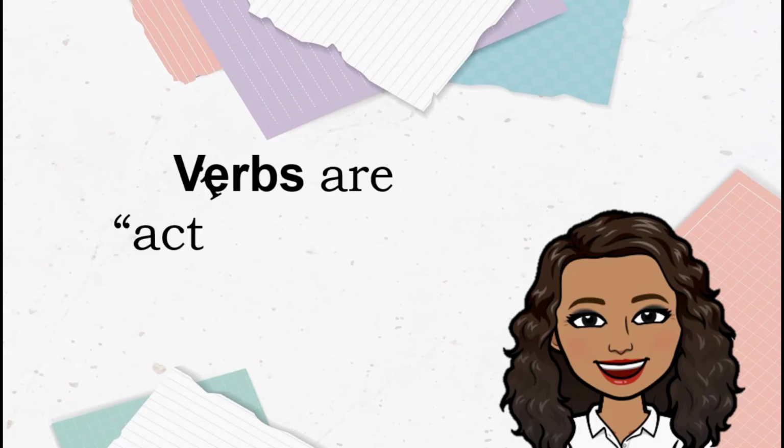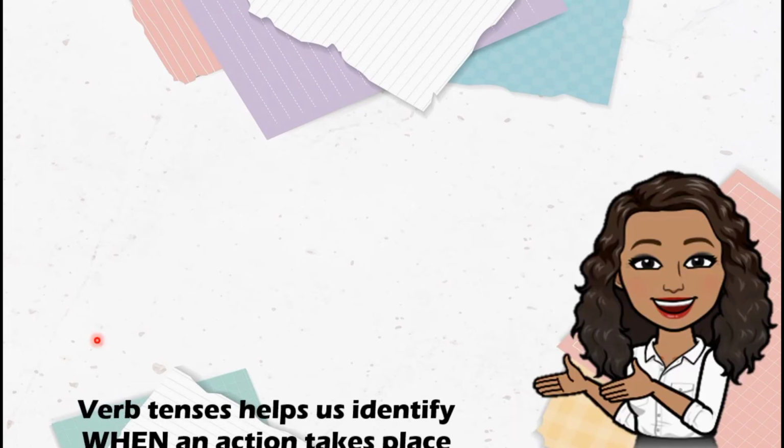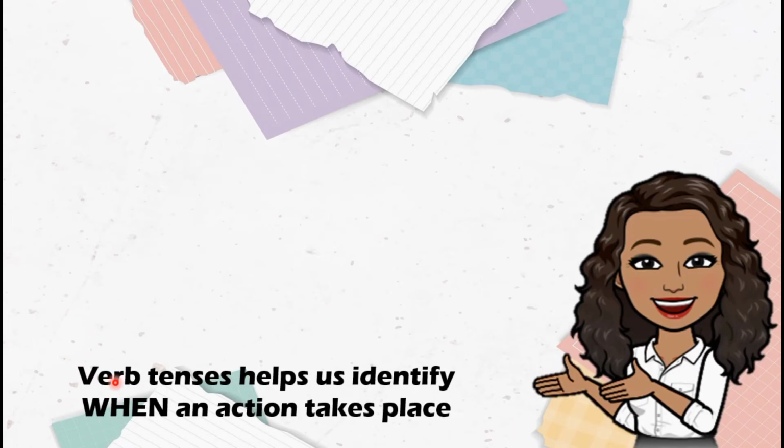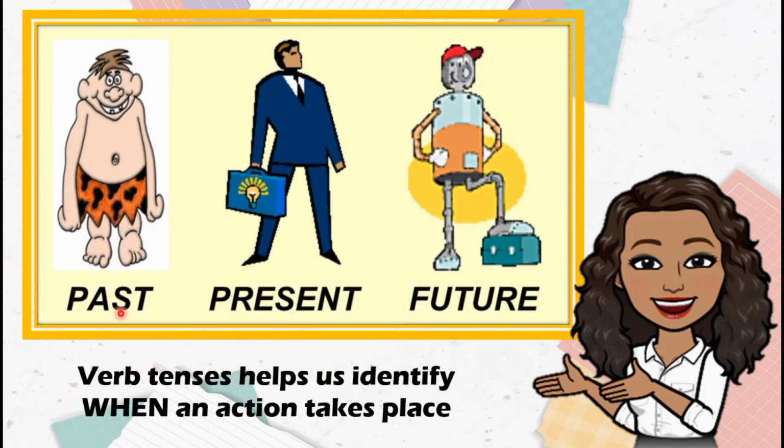Verbs are action words and they are very important in learning a language. They are always present in sentences and they also have many tenses. These verb tenses help us identify when an action takes place. There are three simple tenses of verbs, and these are the past tense, the present tense, and the future tense.